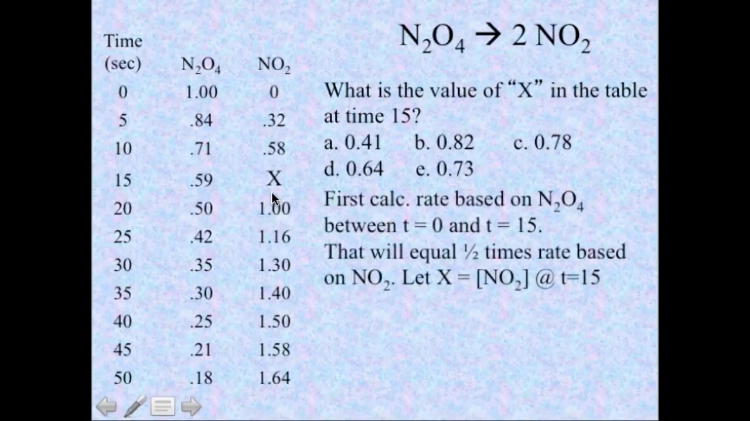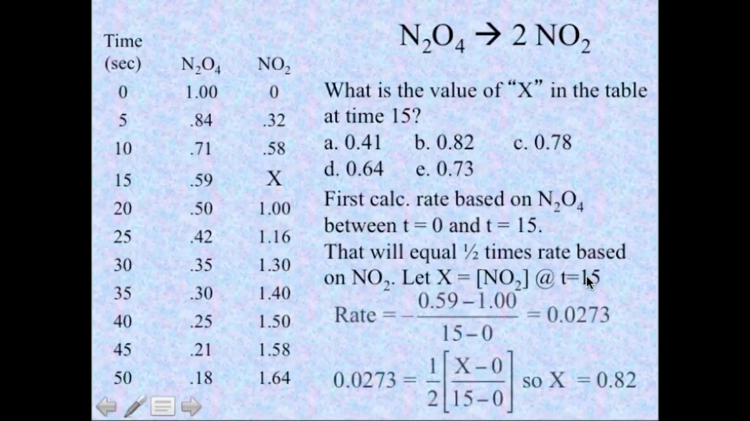First, calculate the rate based on the N2O4 between time equals 0 and time equals 15. That will equal 1/2 times the rate based on NO2. So let X equal the concentration of NO2 at T equals 15. Turn your playback off, try it, and come back. All right, here it is.